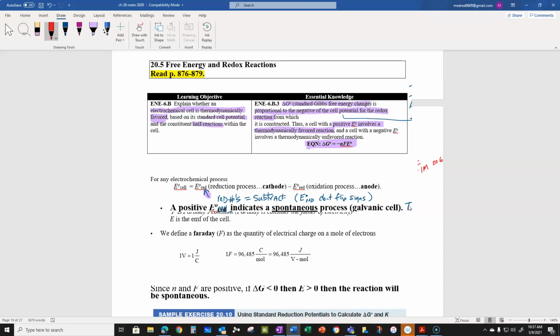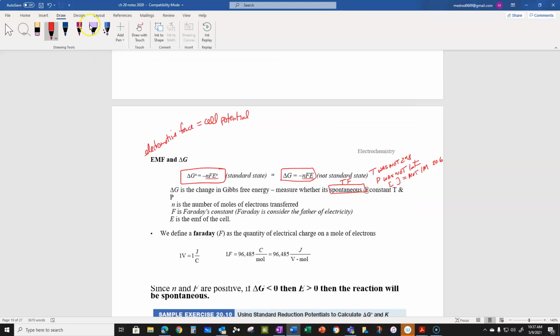Constant temperature, constant pressure. Now we got n. Now this is going to be a big one for you. It's not just moles. It's moles of electrons. It's the moles that were canceled out. So when you are balancing your half reactions, it's the electrons that are canceled. Because one of them has 1 electron and the other one has 2 electrons. It's a 2 because you needed 2 electrons to cancel out both half reactions. So the electrons that were canceled.